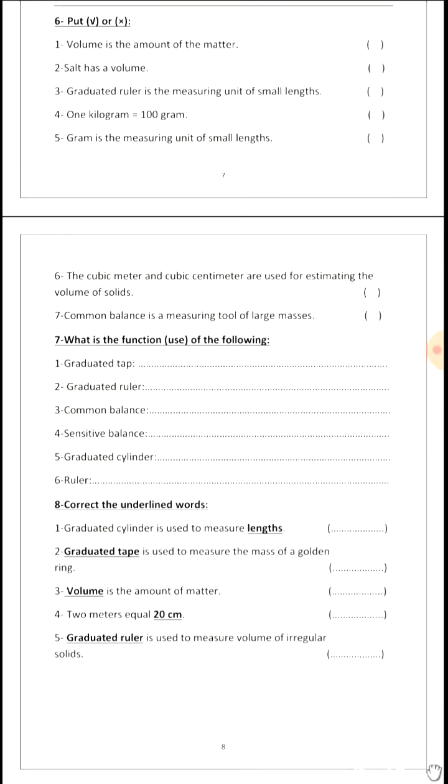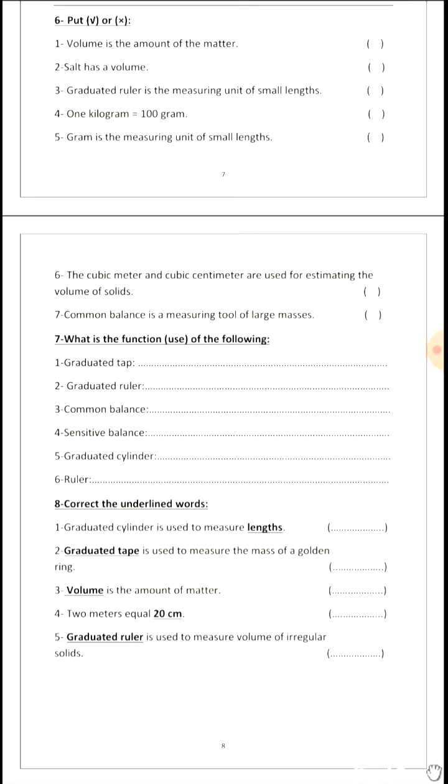Okay. Number 6. Put true or false. Number 1. Volume is the amount of matter. False, because mass is the amount of matter. Number 2. Salt has a volume. True, because salt is a matter.